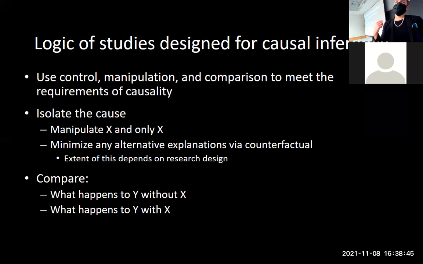Using control, using manipulation, using comparison, you can use all of those things to meet the needs of causality. You can isolate the cause by manipulating just one X, only one X, meaning maybe give the intervention to one group and not to the other group. And that allows you to compare what happens to Y without X with what happens to Y when you have X.